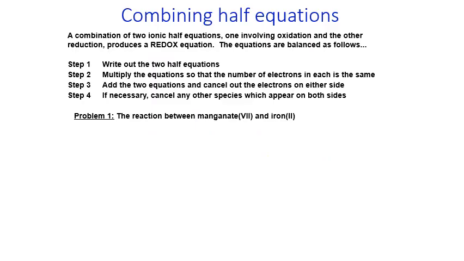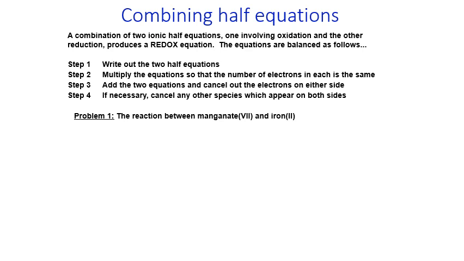Okay, so now we're going to combine our two half equations. The combination of two ionic half equations, one involving oxidation and the other involving reduction, is a redox reaction. The equations are balanced as follows. Step one, you write out both half equations, and then we cross multiply the equations so the number of electrons in each case is the same. Then we add the sum of these two equations together to cancel out the electrons on either side. And also when we're cancelling out, it's possible that you can cancel out species that appear on both sides.